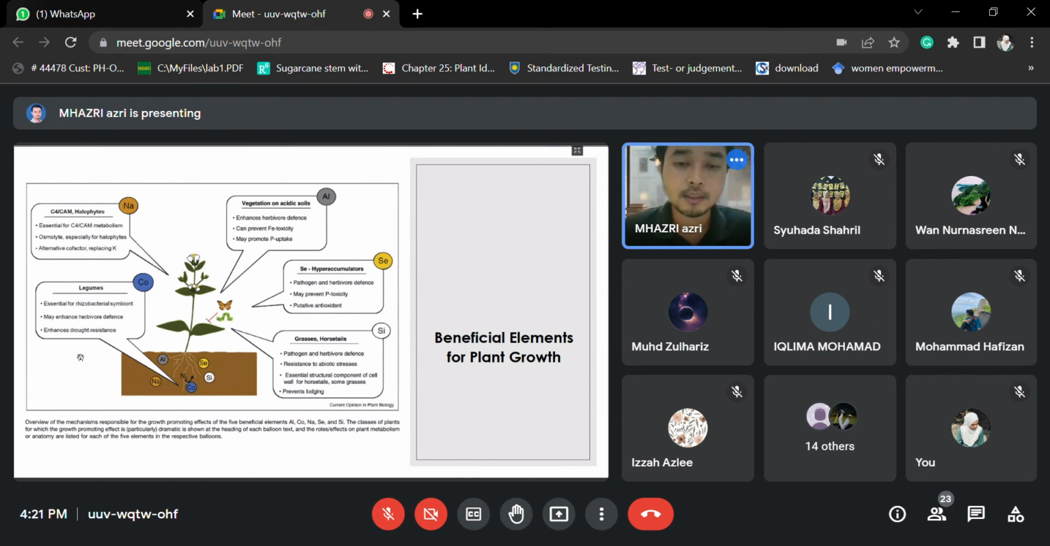Okay. Apart from that, selenium can enhance pathogens and herbivore defense. It prevents phosphorus toxicity and also can increase putative oxidant in plant. Okay, so boleh baca lah dengan lain beneficial effect of sodium, cobalt and also silicon.